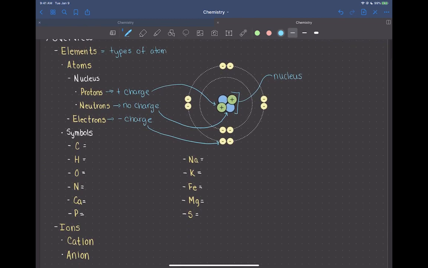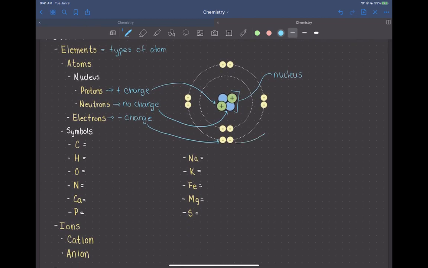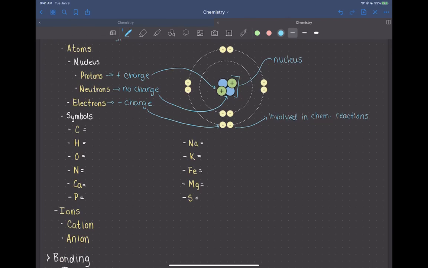Electrons are really important, and we're going to spend a lot of time with them, because they are involved in the chemical reactions. Forming and breaking bonds involves electrons. So they're going to be important when we talk about how different bonds are formed and what different types of bonds there are. We're always going to be referring to electrons. They have a negative charge and they float around the outside of that atom.